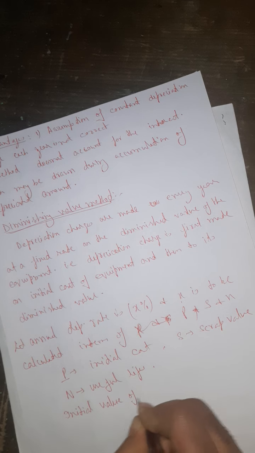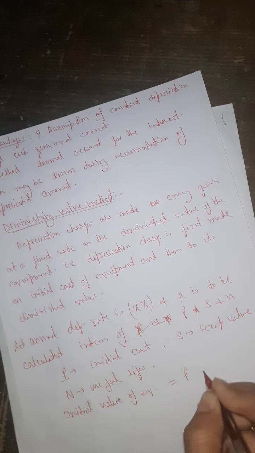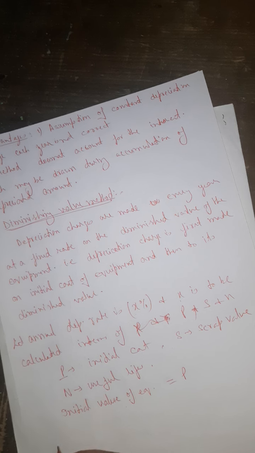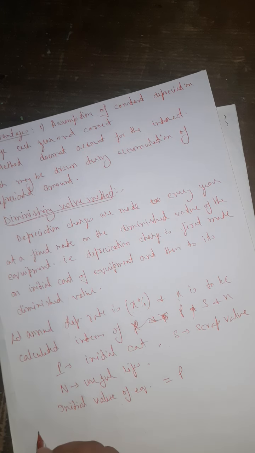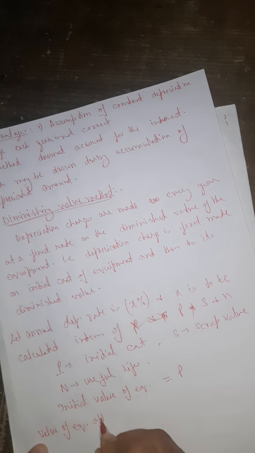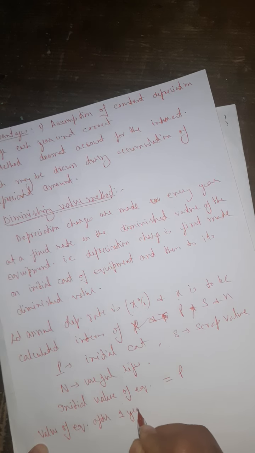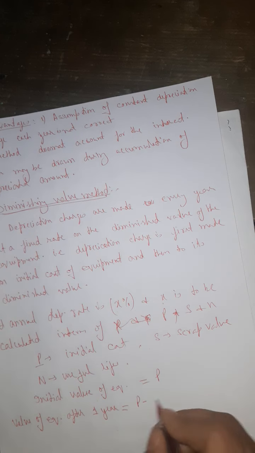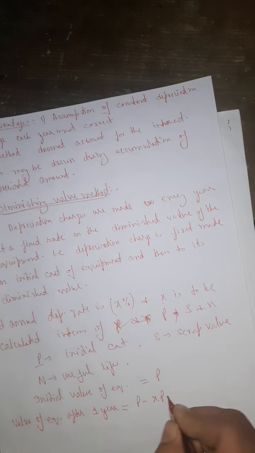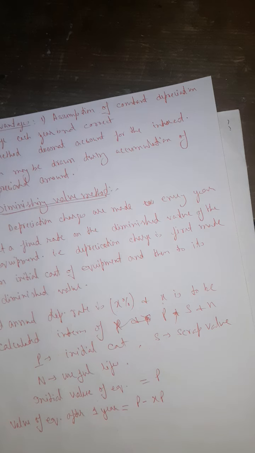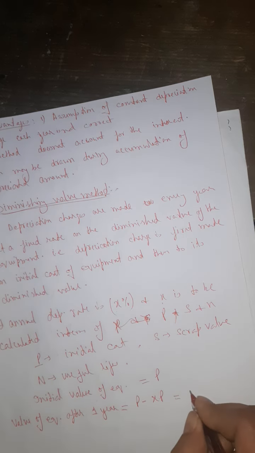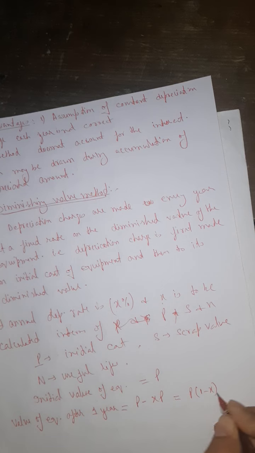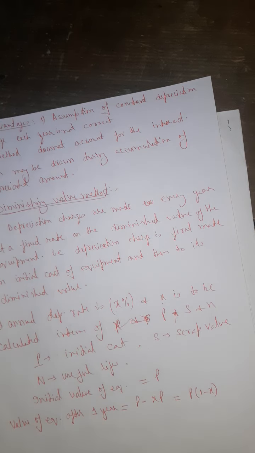Initial value of equipment is nothing but P. What is the value of the equipment after 1 year? After 1 year, it will be P, the initial value, minus depreciation. Depreciation is nothing but X into P. Got it? So I will take P common. I am left with 1 minus X. So this is the value of the equipment after 1 year.